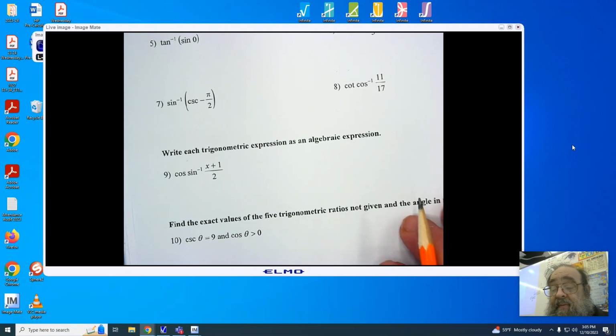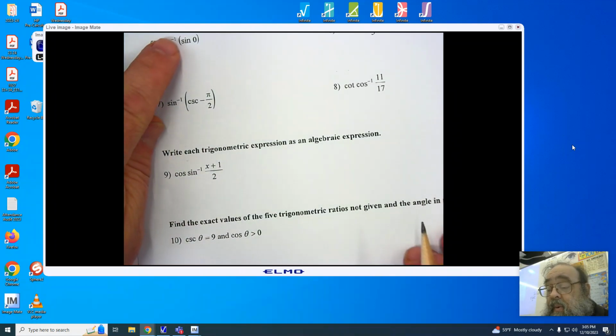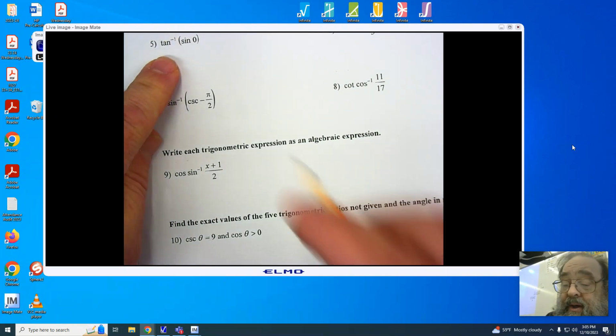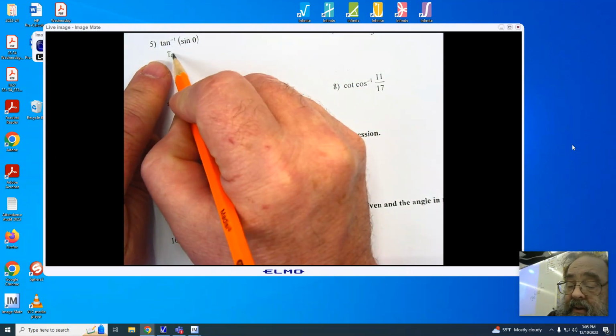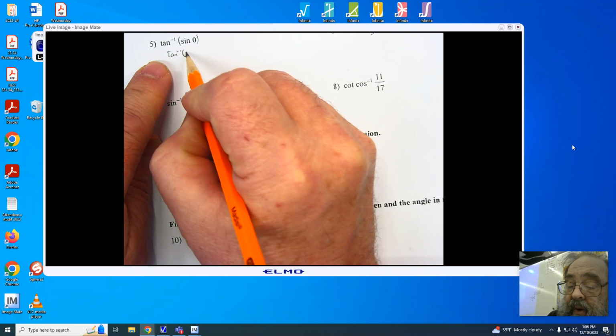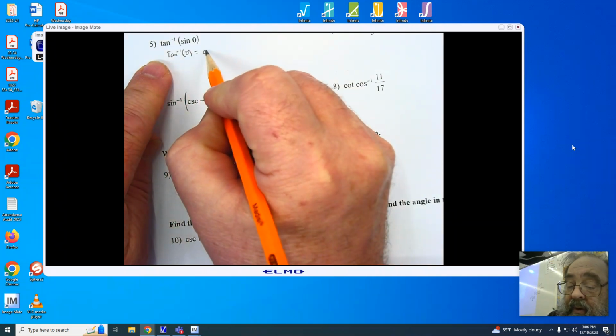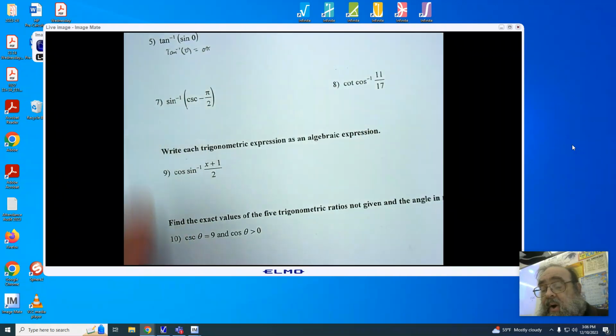Now, number 5 is asking you to first work with the sine of 0. Sine of 0 is 0, and therefore I'm looking for the arctangent of 0. And the arctangent of 0 is 0 pi. Once again, you can call it 0 if you'd like, or you can write it as 0 pi.